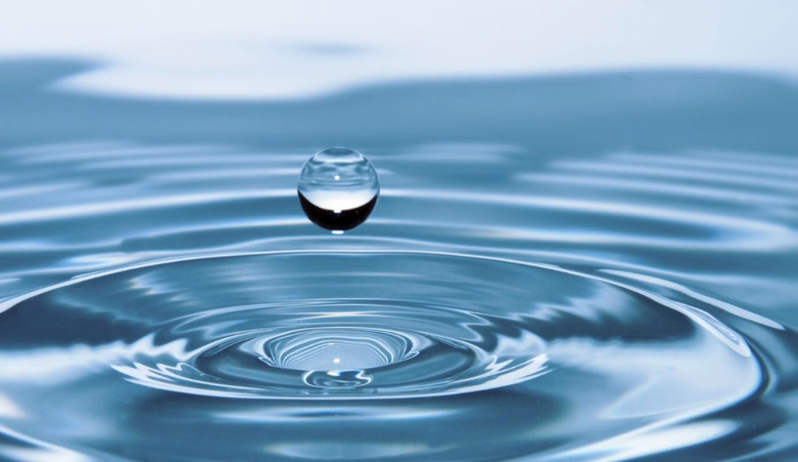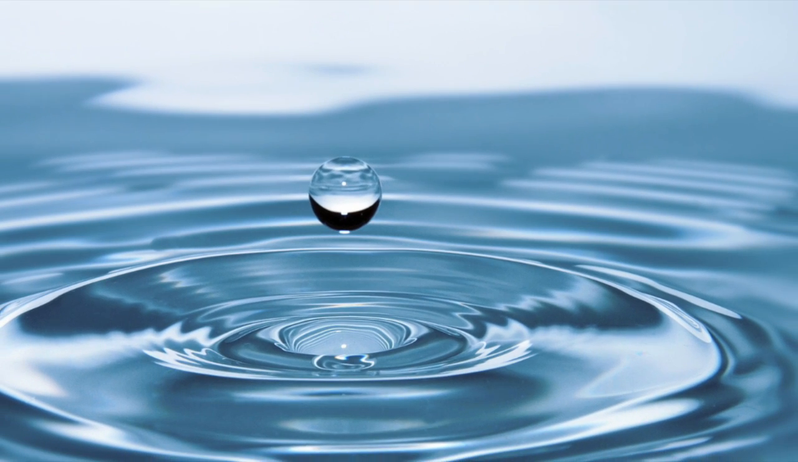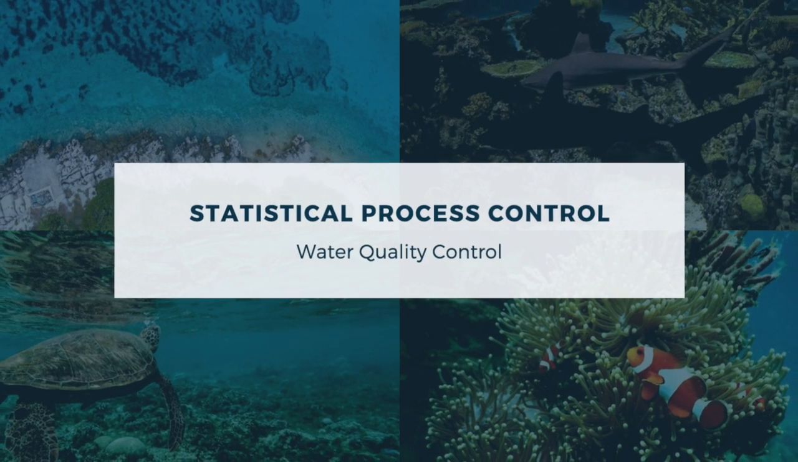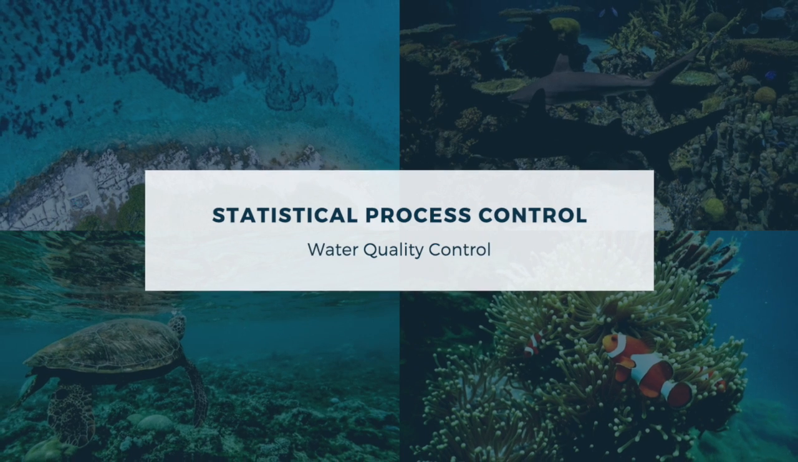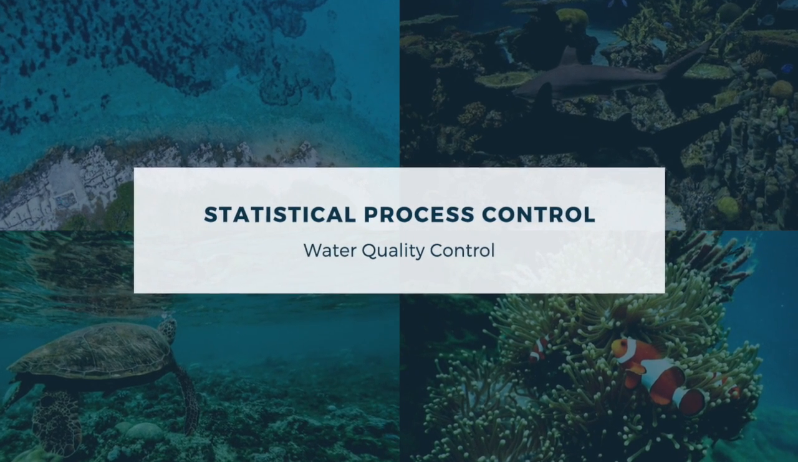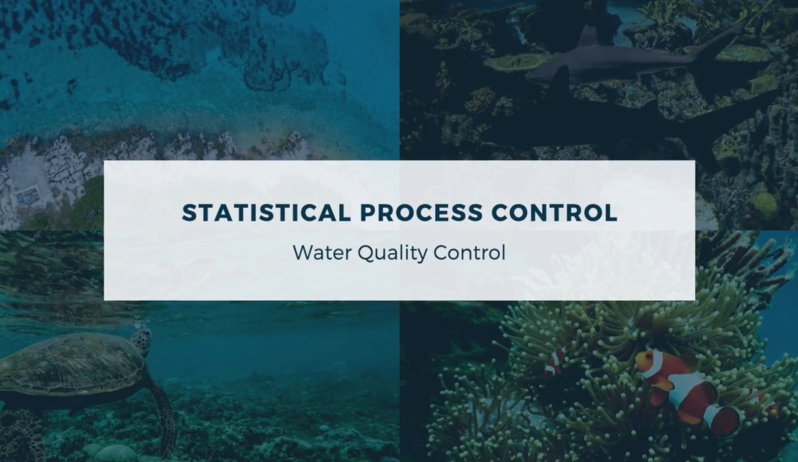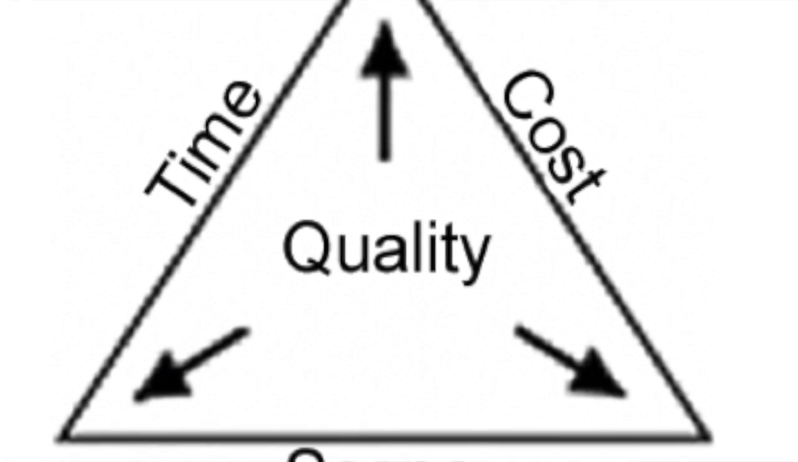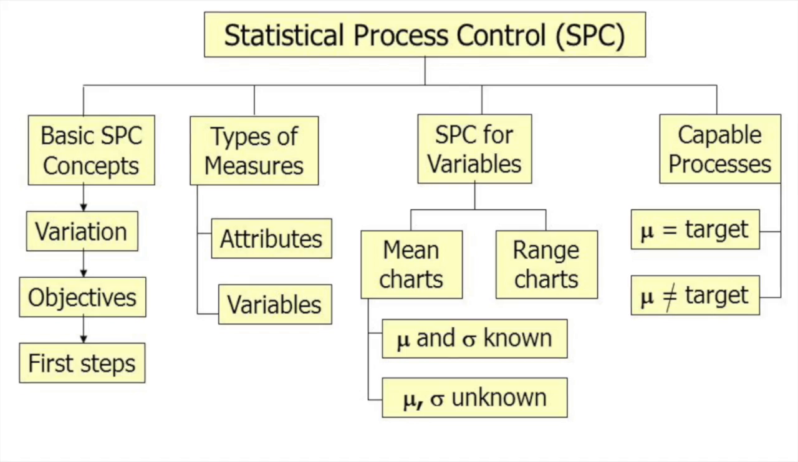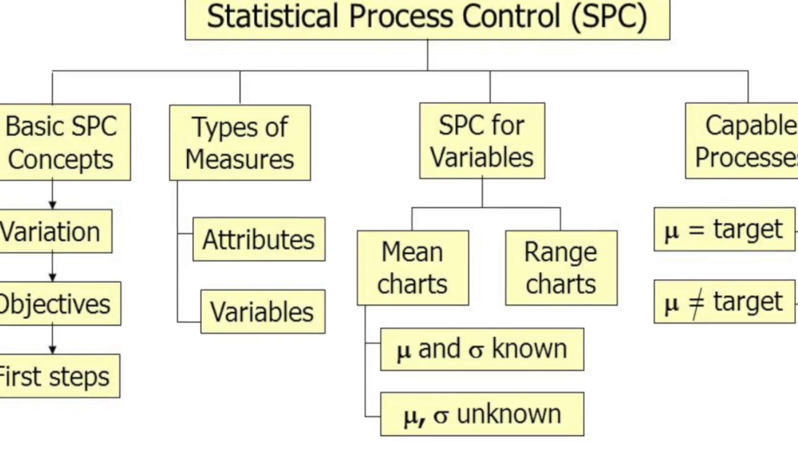That's why I'm going to be relating a very important statistical topic, which is Statistical Process Control, to the water quality control. Statistical Process Control, SPC, is a set of techniques that are used to control the quality of a product during the manufacturing stages.